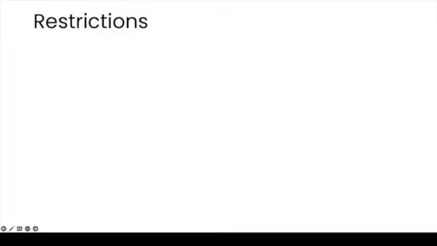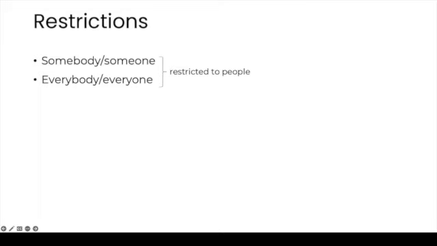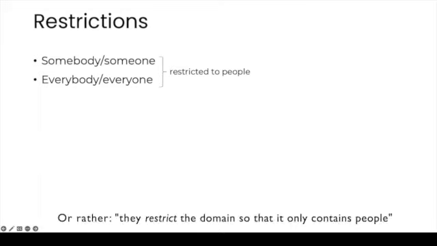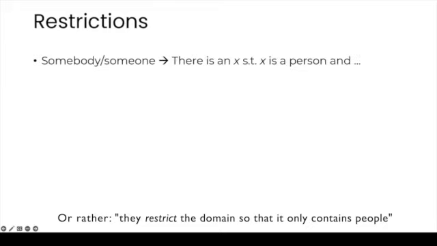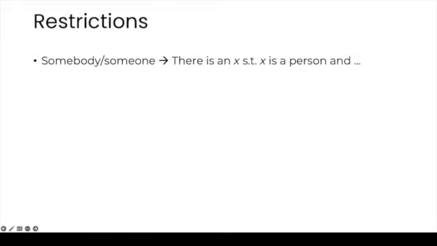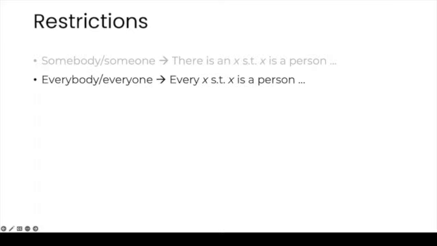Now, there are some quantifying expressions in English that are essentially restricted. For instance, somebody or someone or everybody and everyone, they are restricted to people. So if you have a quantifier like somebody or someone, then you're expressing a logical form that starts with there is an x such that x is a person, and if you have everybody or everyone, then you're expressing for every x, x is such that x is a person, blah, blah, blah. Or for every x, if x is a person, then such and such.